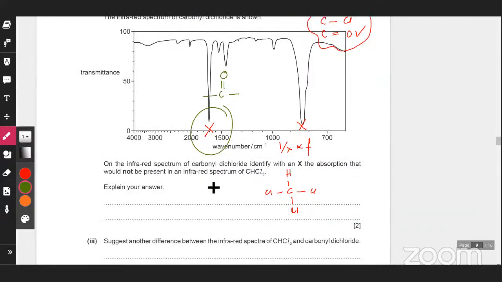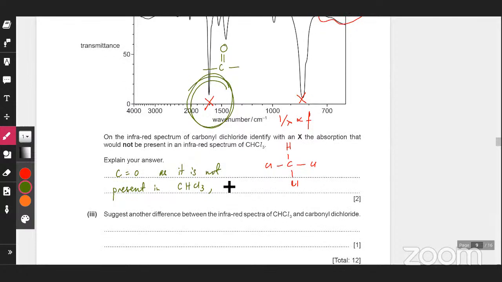So we need to explain in the answer that it's going to be C double bond O, first thing, as it is not present in CHCl3. And what were the two things that he was asking that you identify with an X? We've already done that. That's X. TK, you can get rid of that other one. TK, is this clear? Bhaskar, is this clear?